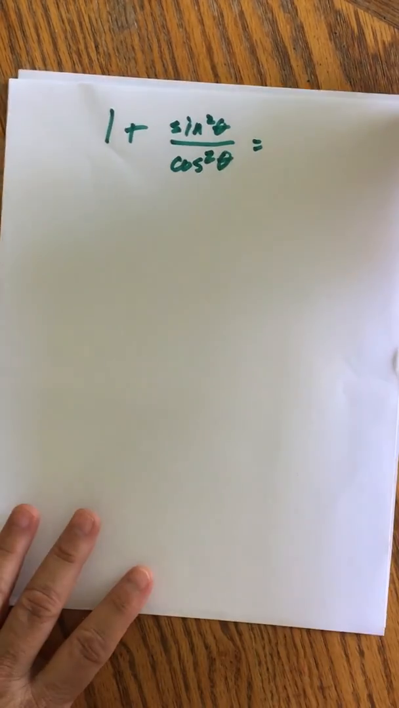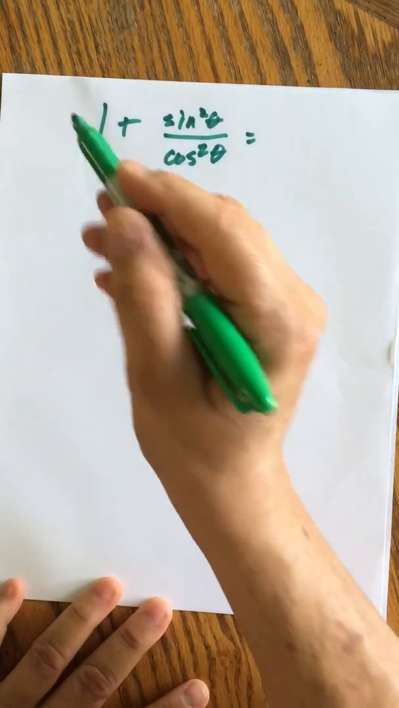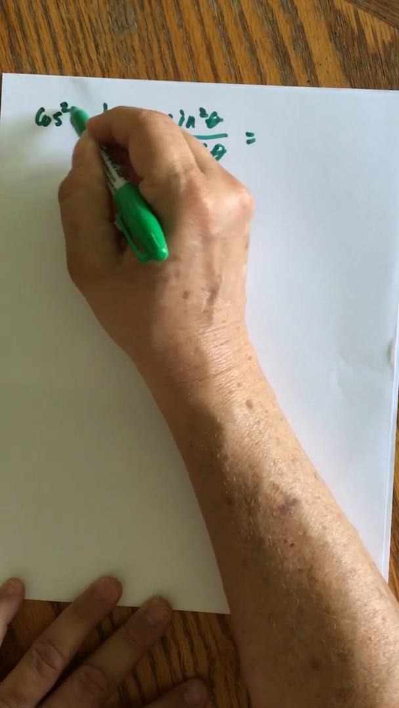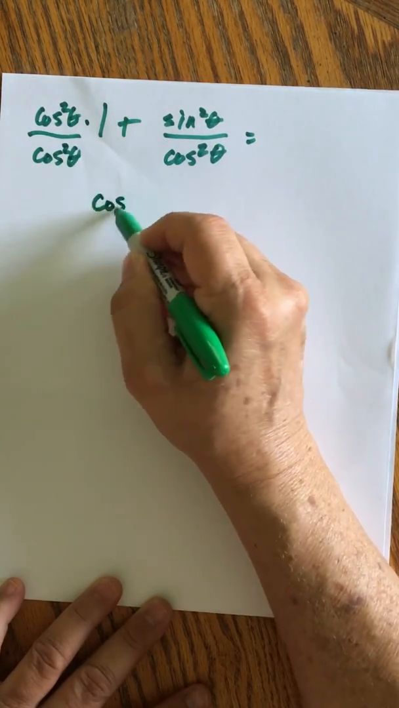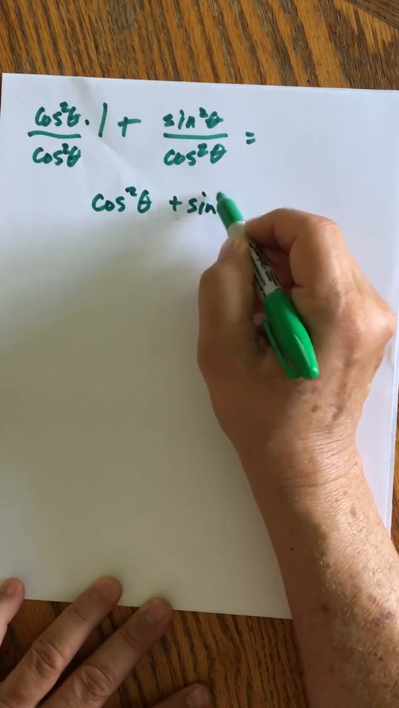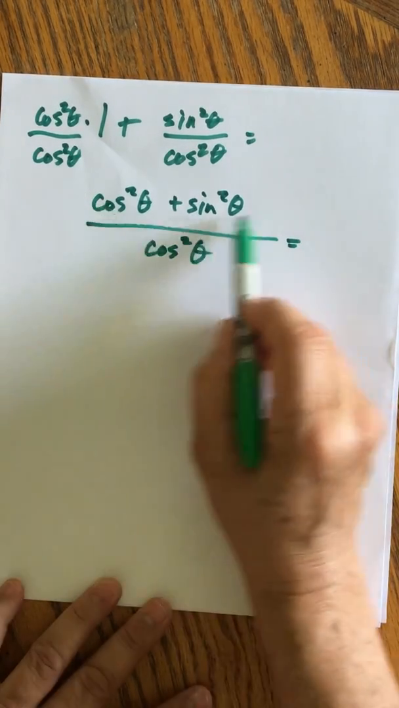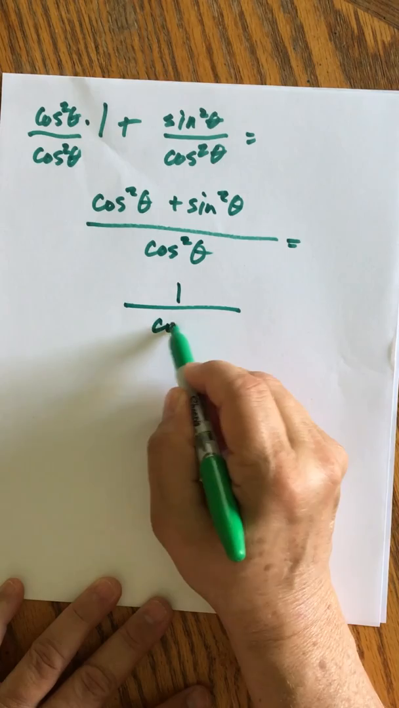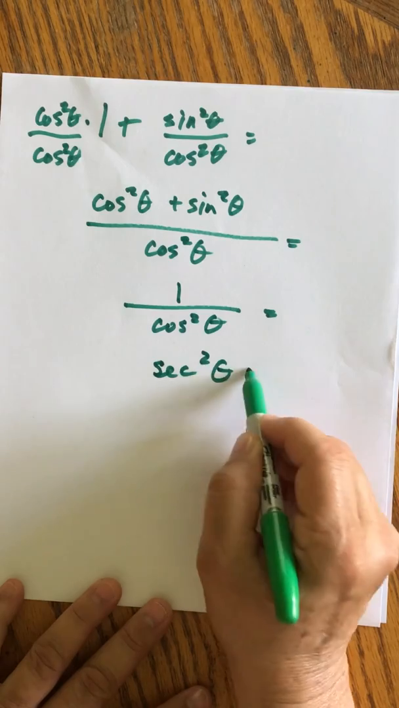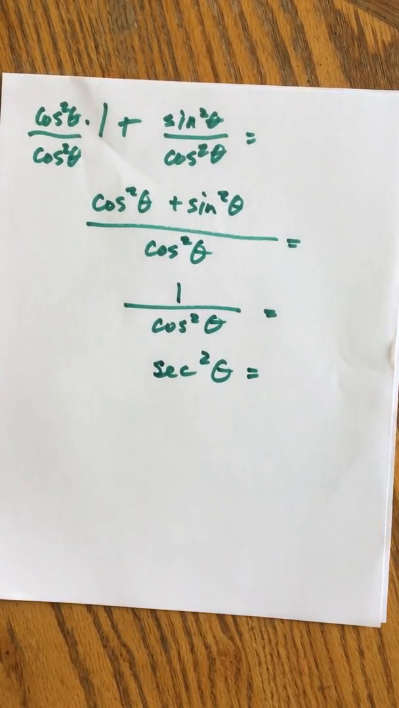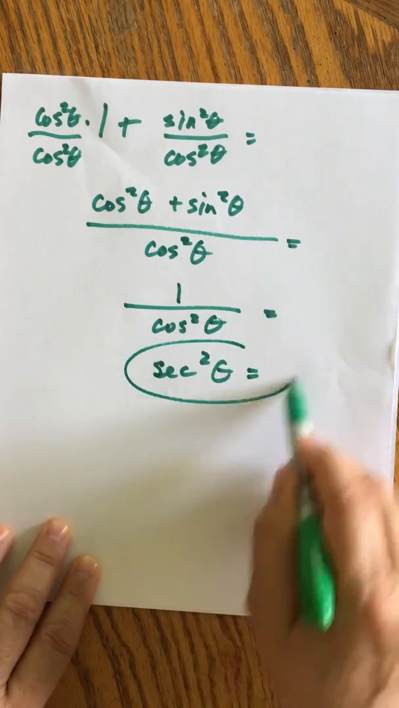And so now I'm getting closer. It's a lot simpler. I'm trying to add these two things. I need to get a common denominator, so I'm going to multiply here by cosine squared theta over cosine squared theta, right? So now I have cosine squared theta plus sine squared theta all over cosine squared theta. I know that this is 1 over cosine squared theta, and that's secant squared theta. See, so it all did get really a lot easier. So you started out with all that and simplified it down to this.